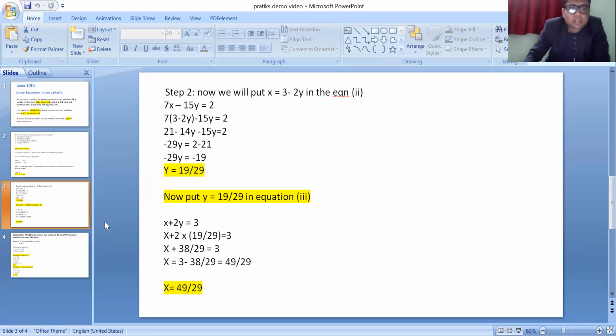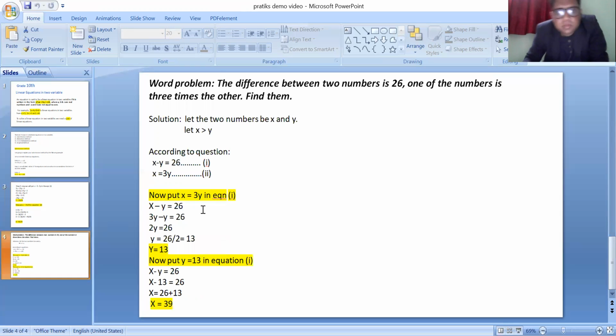Now let's come to one question, a word problem. In this word problem, you can see that the difference between two numbers is 26. One of the numbers is 3 times the other, find them. So it has told that there are two numbers whose difference is 26 and one number is 3 times the other. We have to find them. We don't know what the numbers are. So what we do? Let the two numbers be x and y.